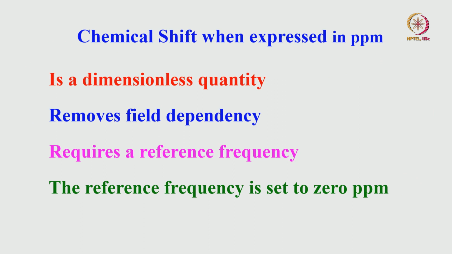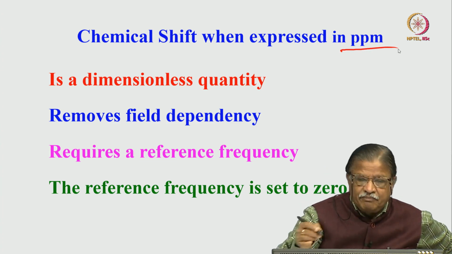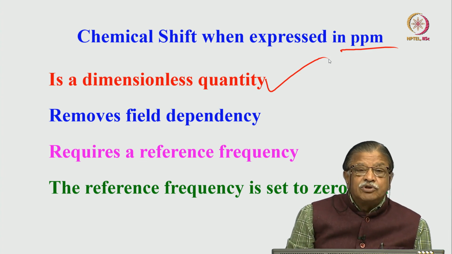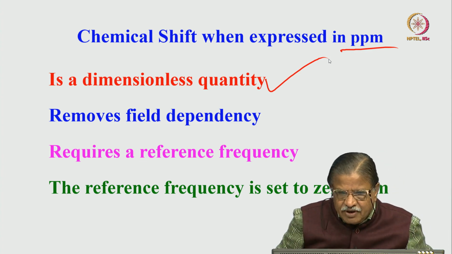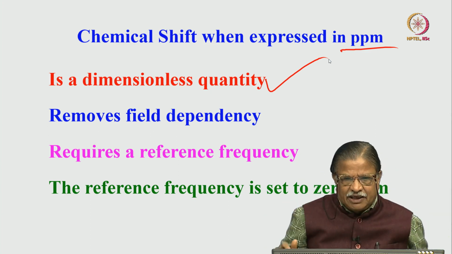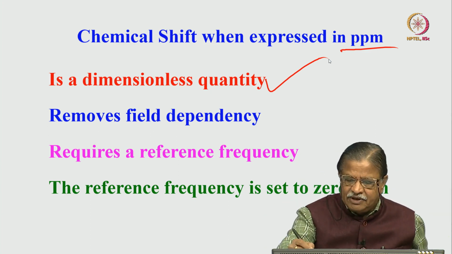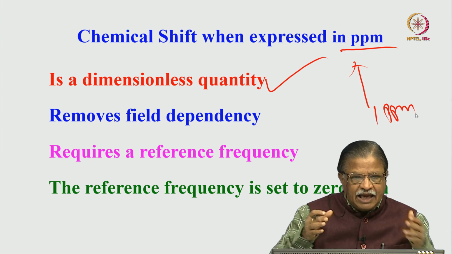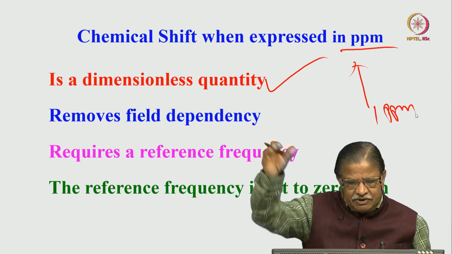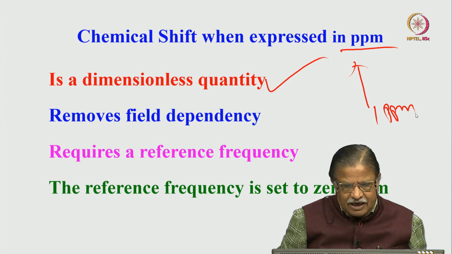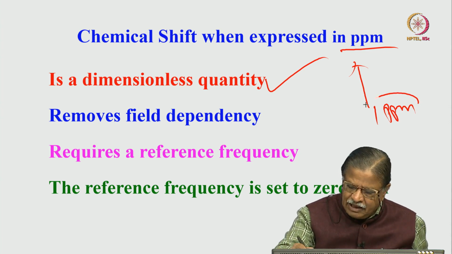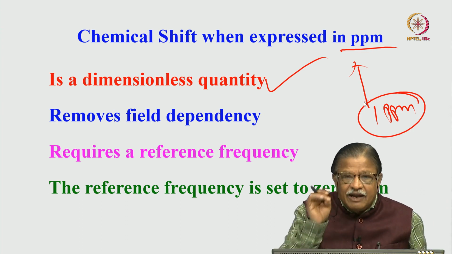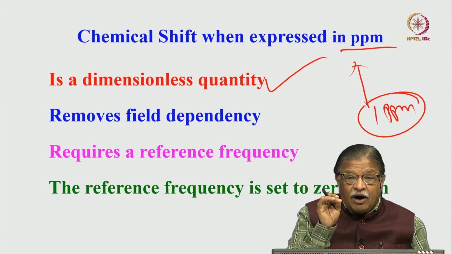Interesting thing you should know: when chemical shift is expressed in ppm, parts per million, it is a dimensionless quantity. It removes field dependency. That means if you record the spectrum in any spectrometer, let us say I record the spectrum at 300 megahertz, I get a peak and I say its chemical shift is 1 ppm. Take the sample, go to any other spectrometer, even a 1000 megahertz, 1 gigahertz spectrometer, record it and measure the chemical shift in ppm, it is 1 there also.